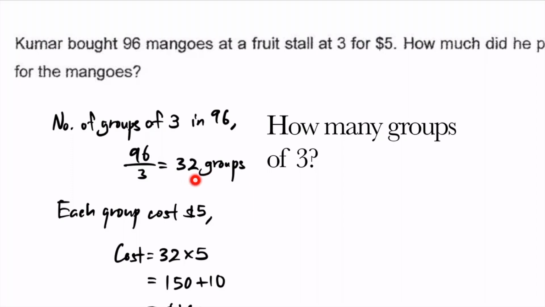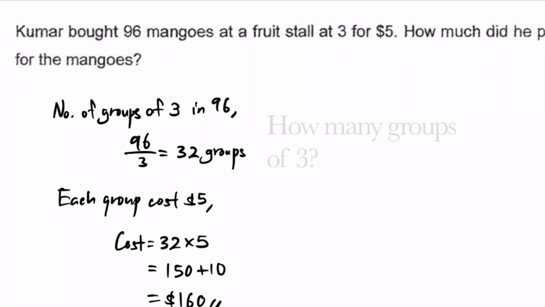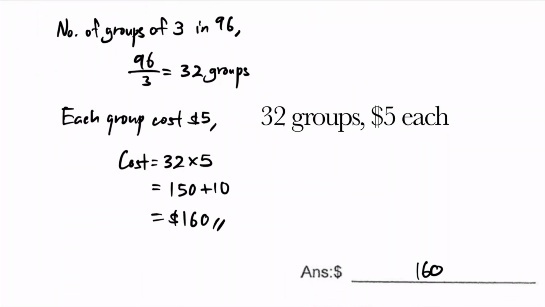And each of these groups of 3 will sell for $5 each. So because each group costs $5, what's the sales here? It's going to be 32 times 5, giving us $160.